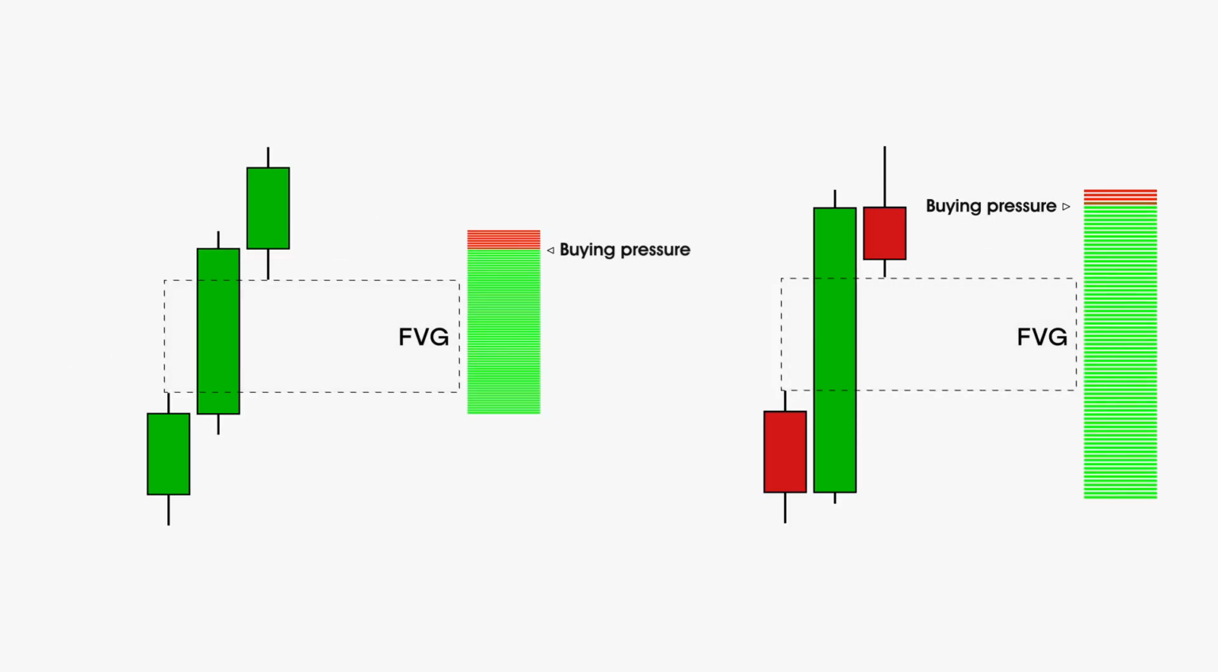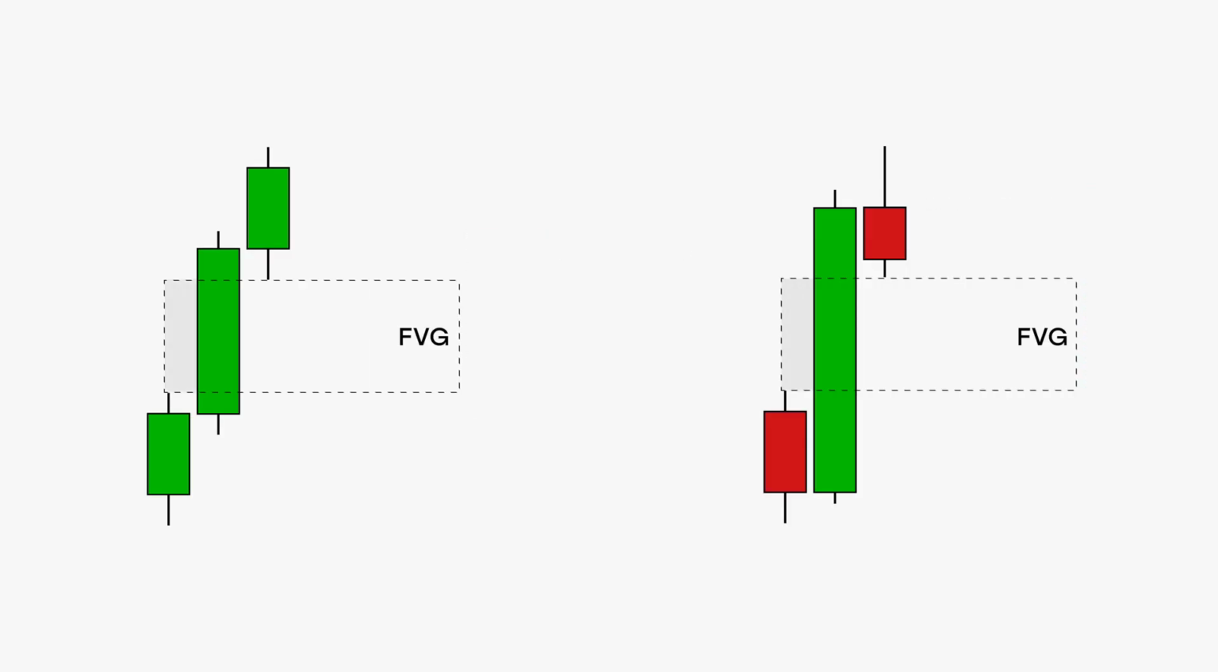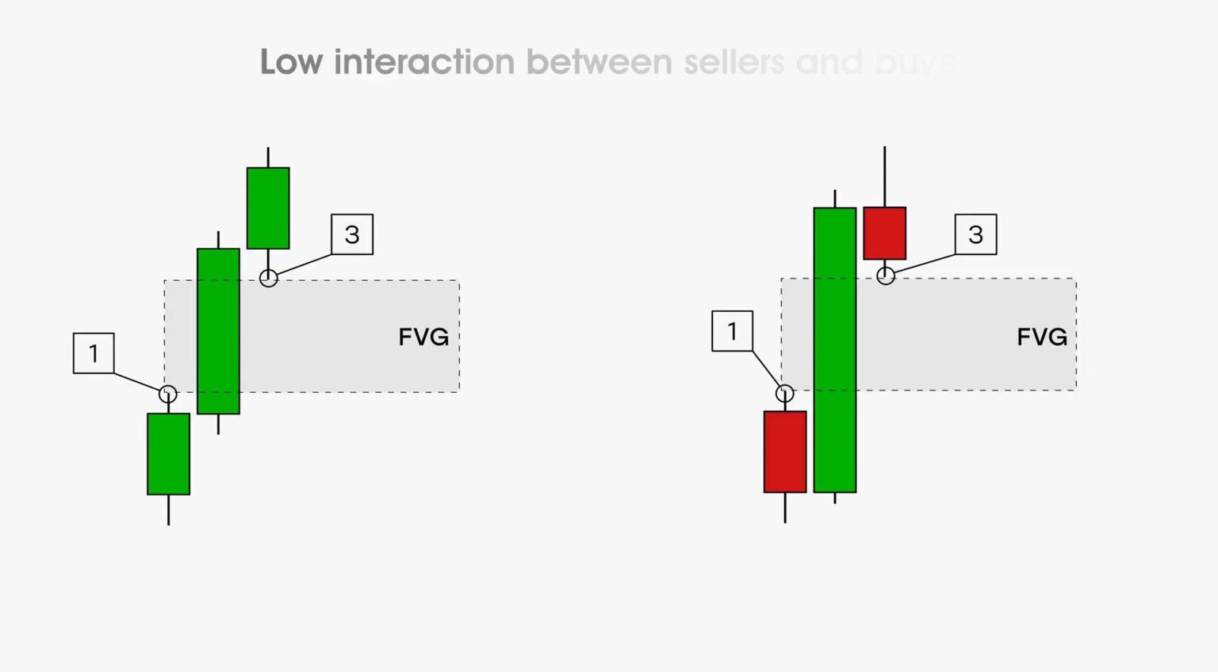In practice, this means that buyers began acting so actively that sellers couldn't respond in time. As a result, the price spiked sharply, leaving a gap between the wicks of the first and third candles. Such a zone on the chart is where either no trades occurred or their volume was so small that they got lost in the overall background.